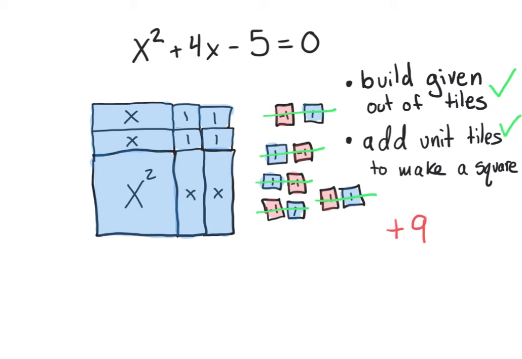Thinking a little bit ahead, when we go to rewrite our equation, we now say x squared plus 4x plus 4 is equal to 9. This is where knowing that we added a total of 9 tiles is important, because we need to add 9 to both sides of our equation. Now let's have you try one on your own.